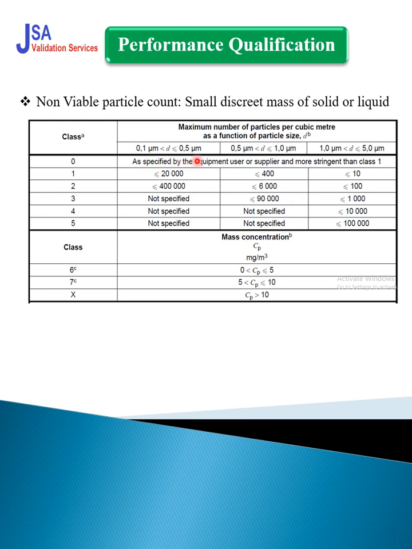The size ranges are 0.1 to 0.5, 0.5 to 1, and 1 to 5 microns, depending upon the class. If we have class 2 air, then the limits are less than 400,000, less than 6,000, and less than 100. So this will be the value. Our value should be below these limits, then we can say our compressed air system meets the class 2 classification.